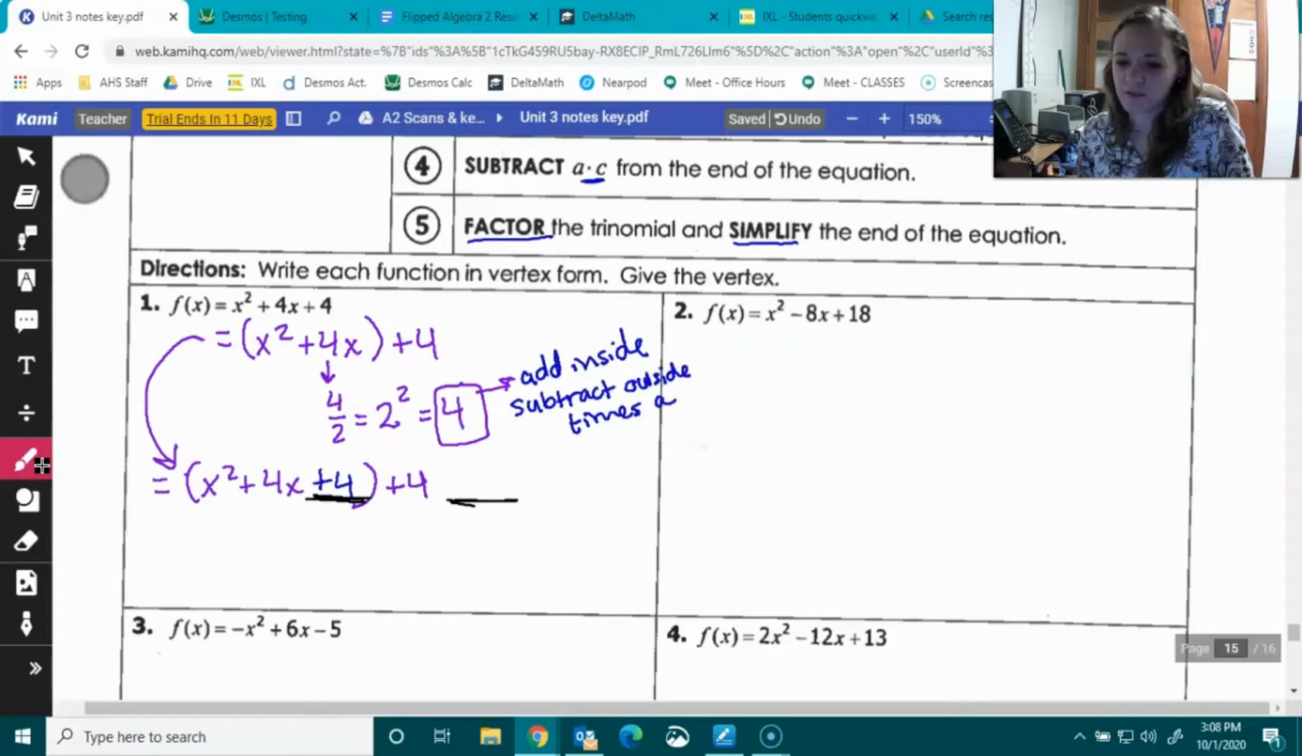So add this number to the inside and subtract it to the outside. And the reason we do that is because that value is really 0. If I add 4 and then subtract 4, I'm really adding 0. So I'm allowed to do this. But this is going to help me get into vertex form. And then if needed, I would multiply it by A, but there is no A, so I'm not too worried about it. Now I'm going to do this next step, and it's just going to simply factor this out.